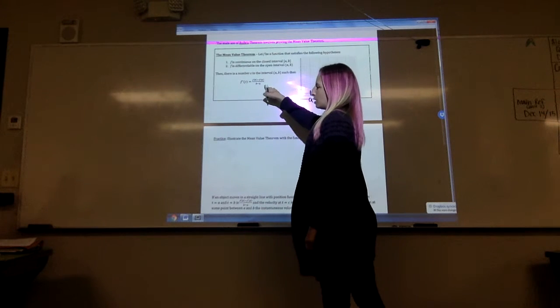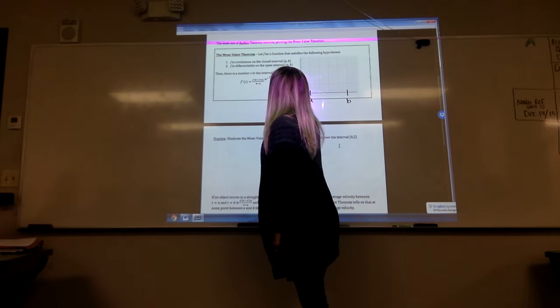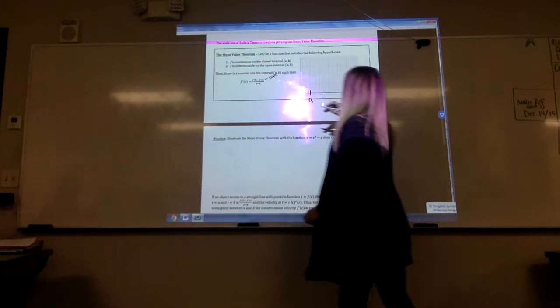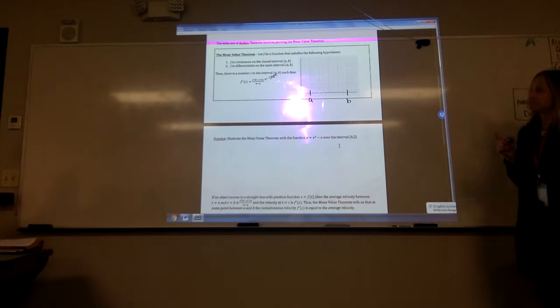This is the slope equation. It's the slope equation of what? The derivative of the tangent line? At c. You guys are almost there.